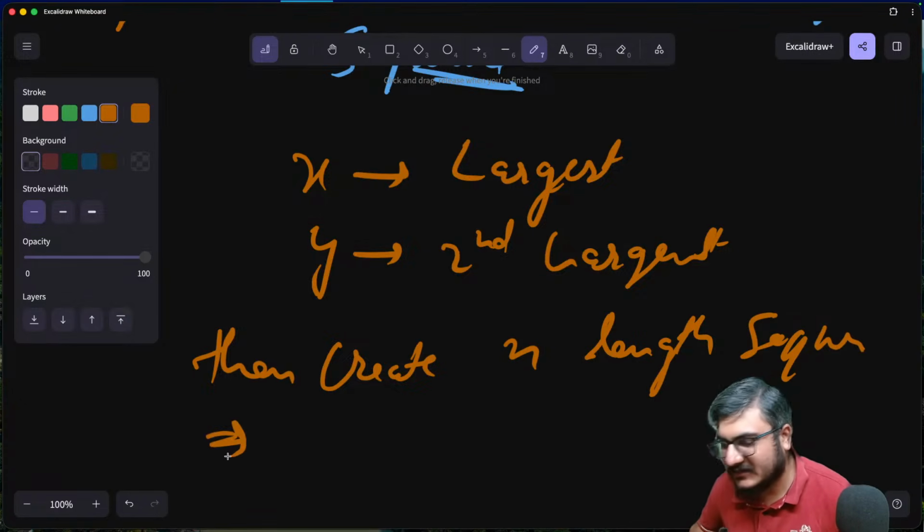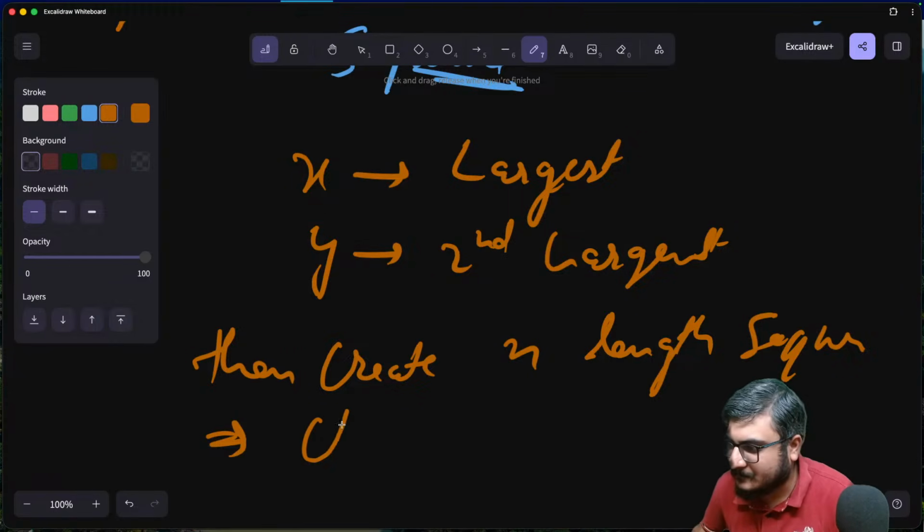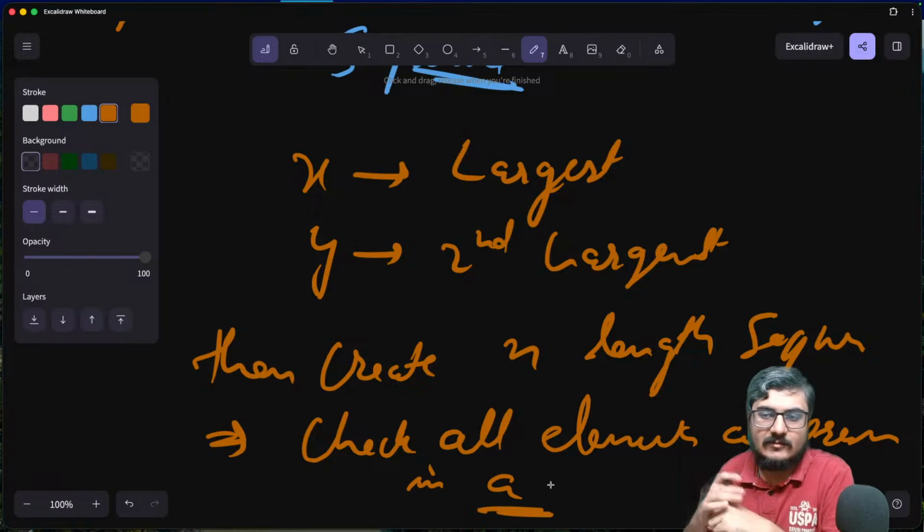And then check if all the elements in the new sequence are the same as the original sequence. Any questions, anyone, on the idea?